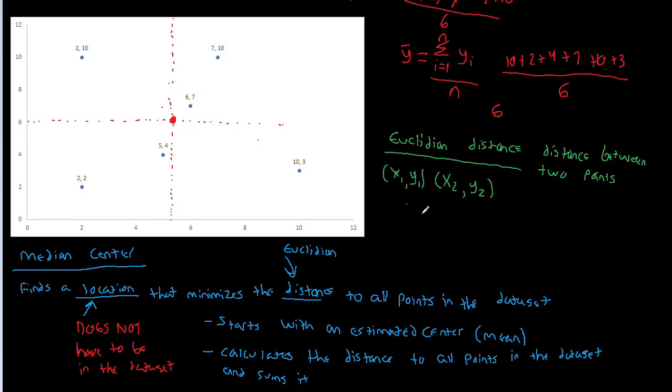So what we're going to do is we're going to start off by taking the difference between the x's. So that's x2 minus x1, right? So that's the difference between the x coordinate of point 2 and the x coordinate of point 1, and squaring it. And then we're going to add to that the difference between the y coordinates. So it's going to be y2 minus y1 quantity squared. And then we're going to take the square root of that. And this is going to be Euclidean distance.